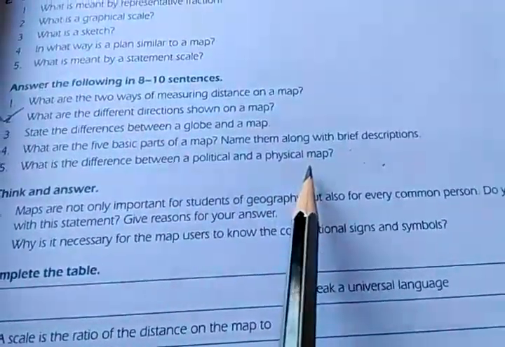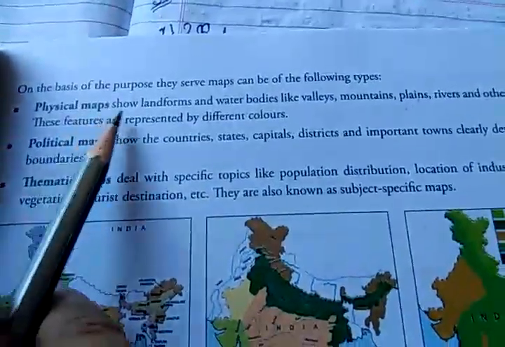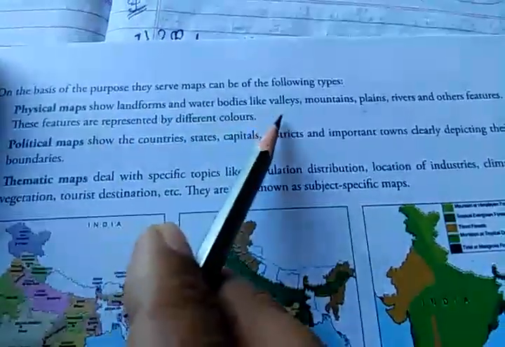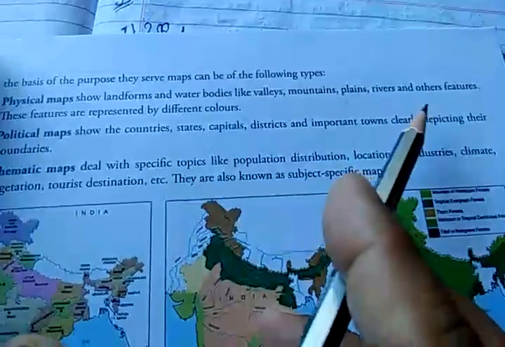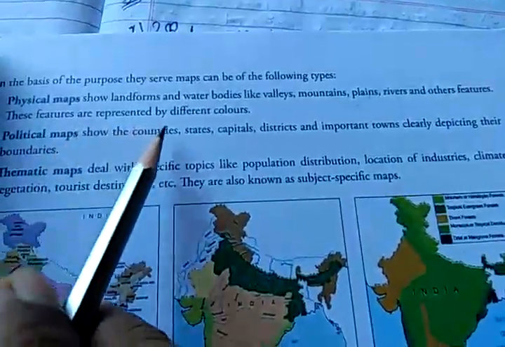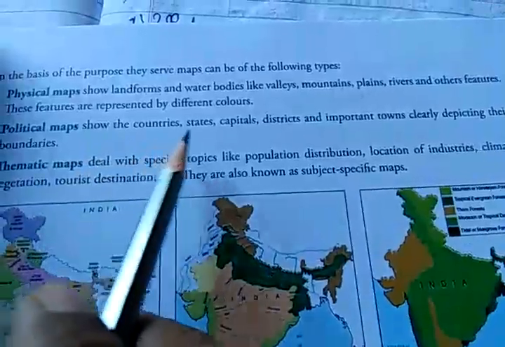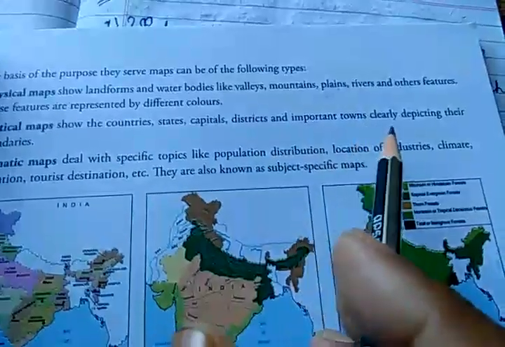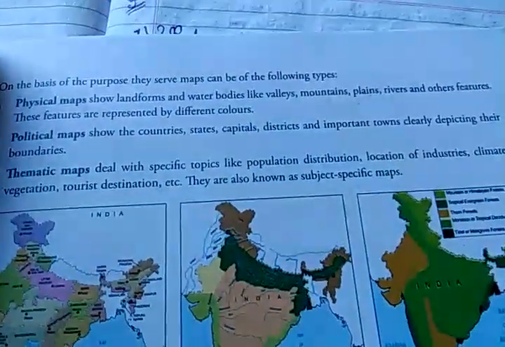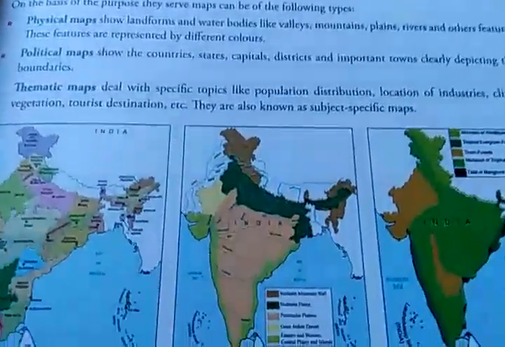And then one more question is there: what is the difference between a political and a physical map? So the difference between political and physical map also you can see over here. It is given, physical map and political map. Physical map shows landforms and water bodies like valleys, mountains, plains, rivers and other features. These features are represented by different colors. And political map shows the country, state, capital, district and important towns, clearly depicting their boundaries. So this is the difference between physical and political map. This also you can write.